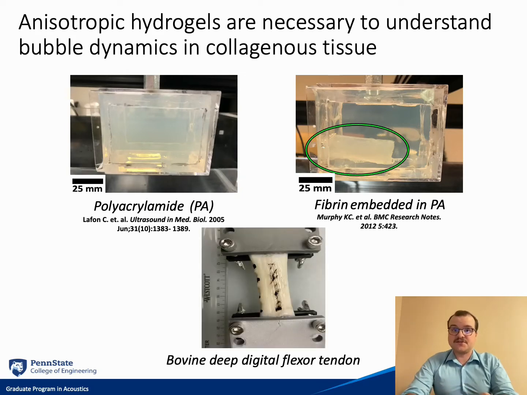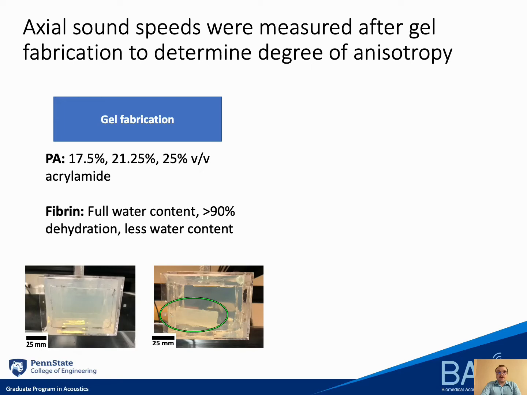These gels were treated with histotripsy as well as bovine tendon samples, an example of which we can see here. During histotripsy, the cavitation activity was monitored using passive cavitation imaging, or PCI, as well as high-speed photography in the case of the transparent hydrogels. To be more specific, the polyacrylamide gels were fabricated with increasing concentrations of acrylamide, which increases the stiffness of these gels. In the case of fibrin, the water content was tuned by either adding less initial water content to its formulation or allowing these gels to dehydrate over the course of 24 to 48 hours before embedding in a polyacrylamide gel to be treated.